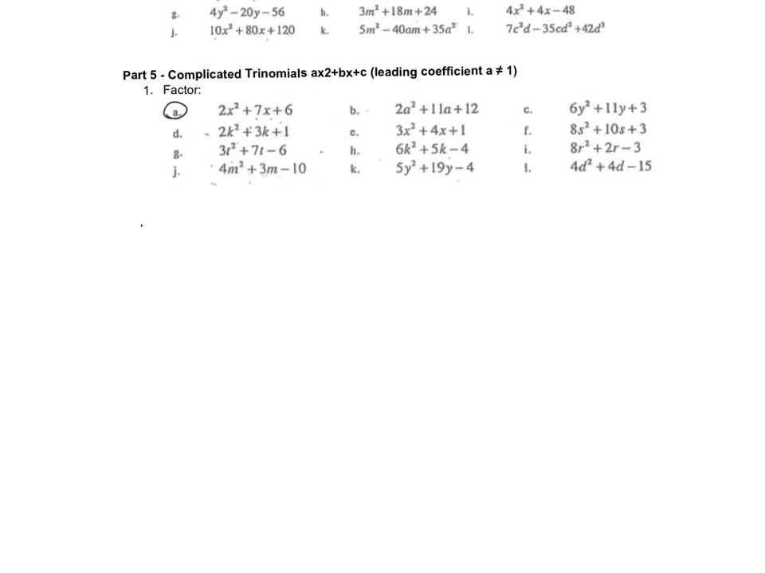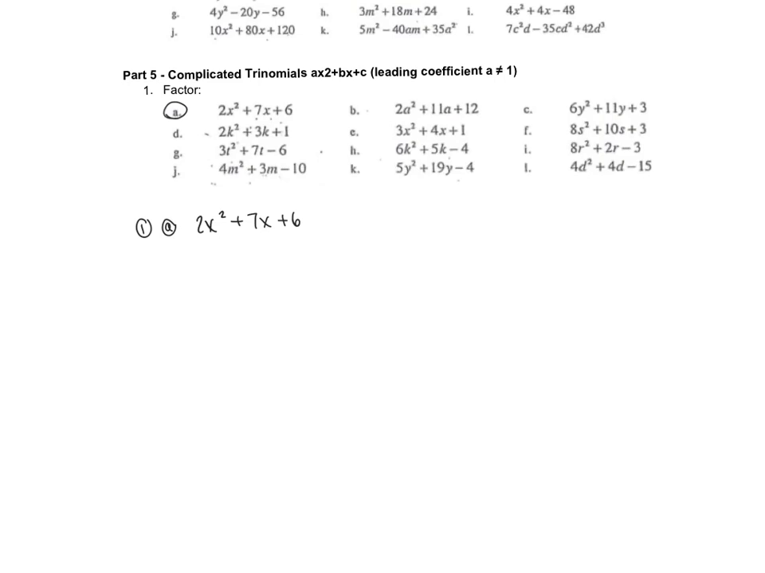So for part 5, number 1a, 2x squared plus 7x plus 6. This is a complicated trinomial because the a value is not 1. And we can't factor out the greatest common factor because 7 isn't divisible by 2, so we can't divide 2 out of every term. So here's the way that I, Miss Monday, like to factor.